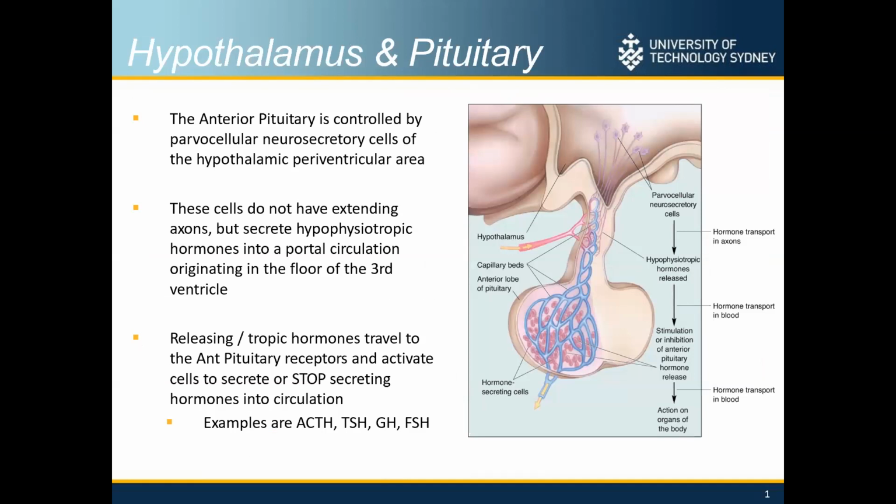Moving on to the next lobe of the pituitary gland. This is controlled by the parvocellular neurosecretory cells of the hypothalamic ventricular area. These cells do not have extending axons, but secrete hypophysiotropic hormone into the portal circulation, originating in the floor of the third ventricle. Okay.